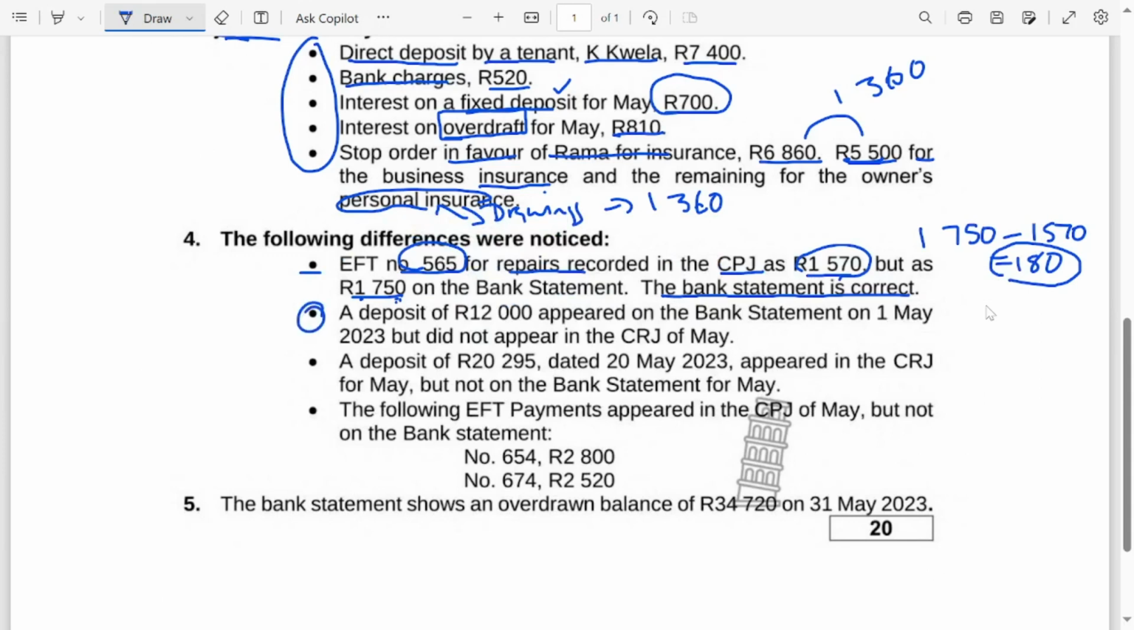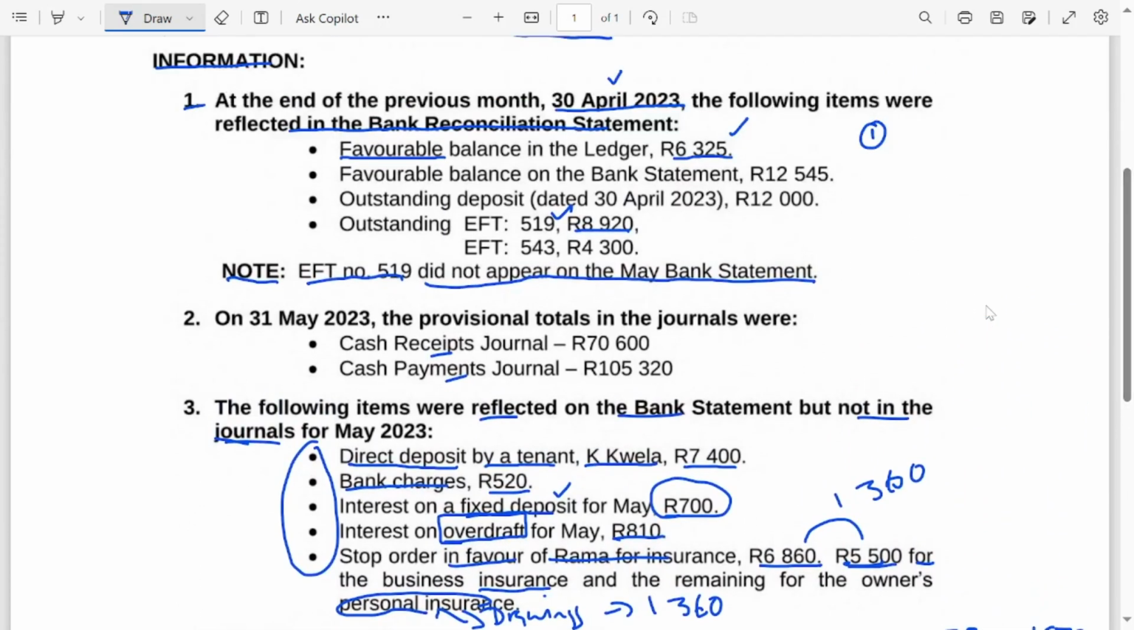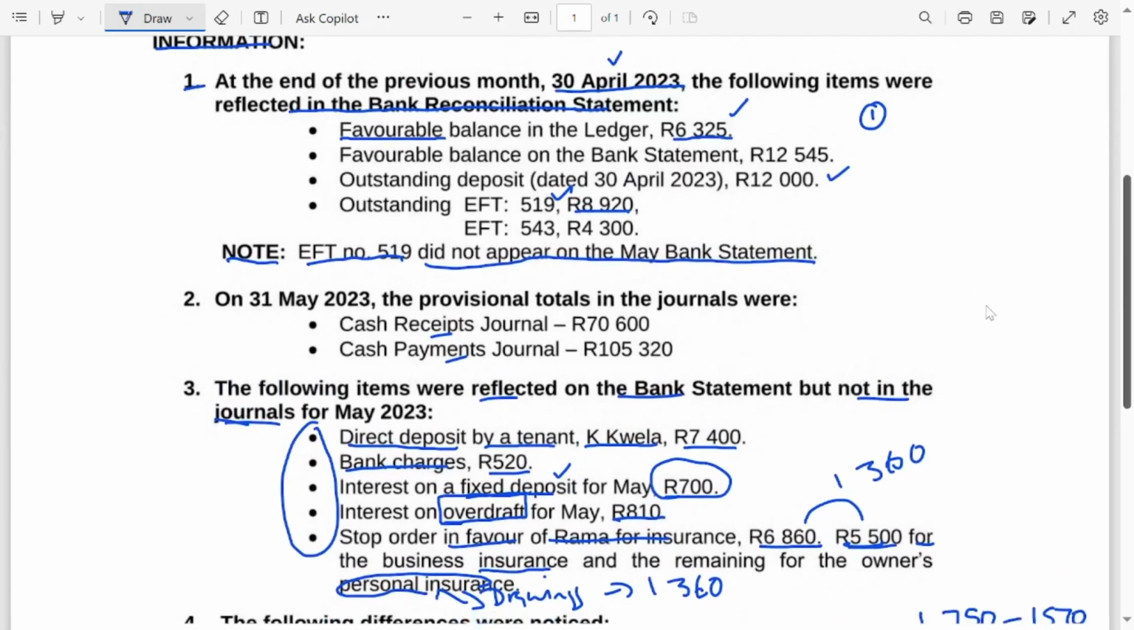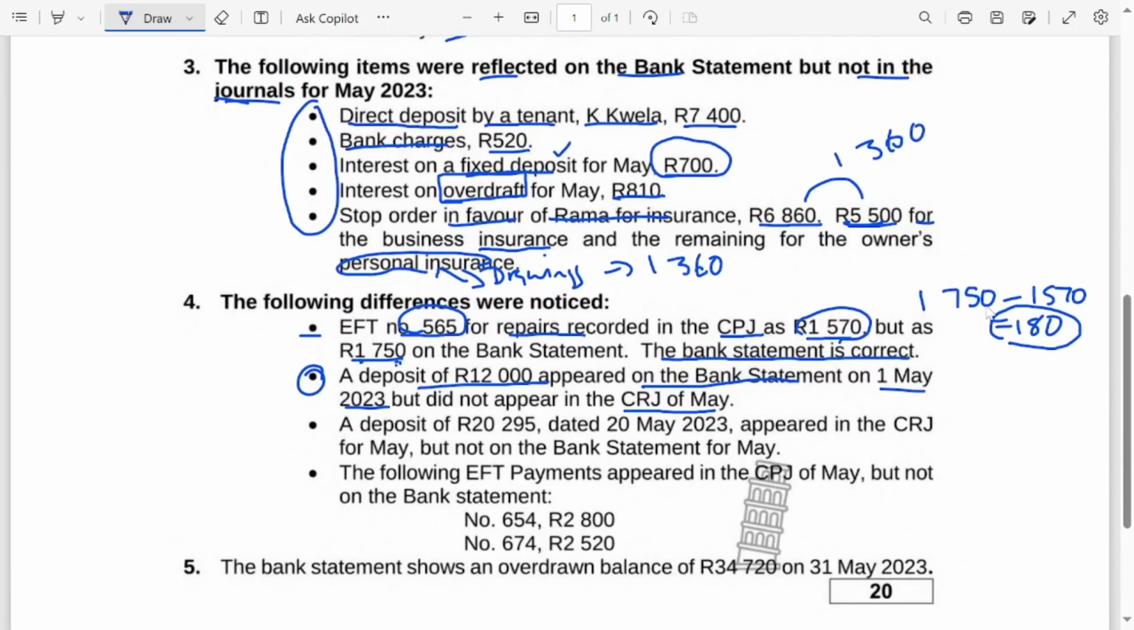The next point, a deposit of 12,000 appeared on the bank statement on 1 May 2023, but did not appear in the CRJ of May. Which deposit are they talking about? They are talking about this deposit. They are saying it is now appearing in the bank statement. So in this case, this 12,000, we are not going to record it because they are just informing us that it is now appearing in the bank statement.